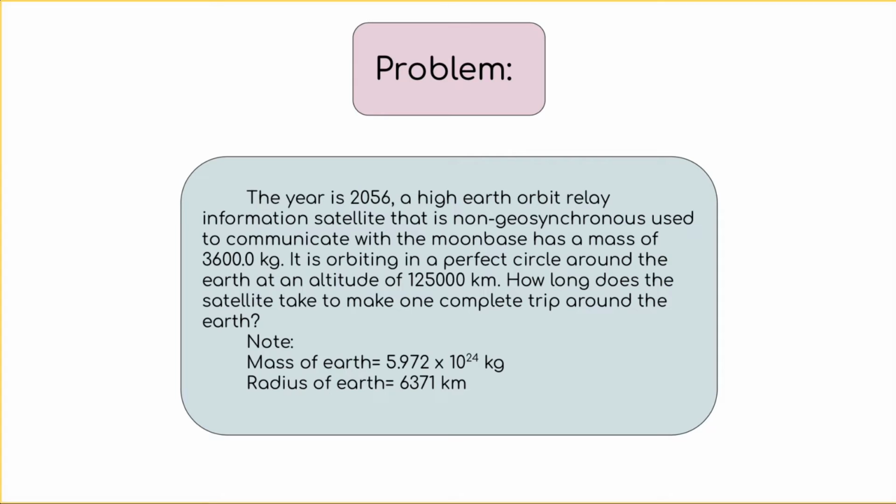And here is the problem that represents those visuals. The year is 2056. A high Earth orbit relay information satellite that is non-geosynchronous, meaning that it does not have a period of 24 hours, used to communicate with the moon base, has a mass of 3,600 kilograms. It is orbiting in a perfect circle around the Earth at an altitude of 125,000 kilometers. How long does the satellite take to make one complete trip around the Earth?